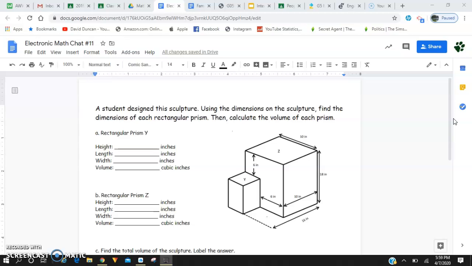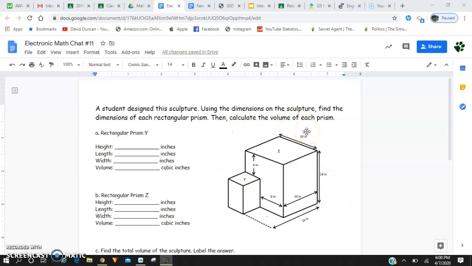We've been working with volume. Today, we're going to be working on identifying the volumes of non-overlapping, or irregular shaped, rectangular prisms. So we are going to be finding the volume of this big prism Z, this little prism Y, and then adding those two volumes together to get the overall volume of this irregular shaped prism.